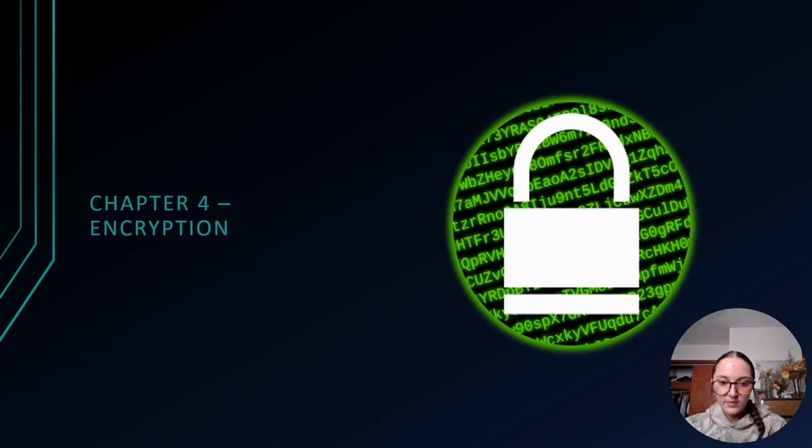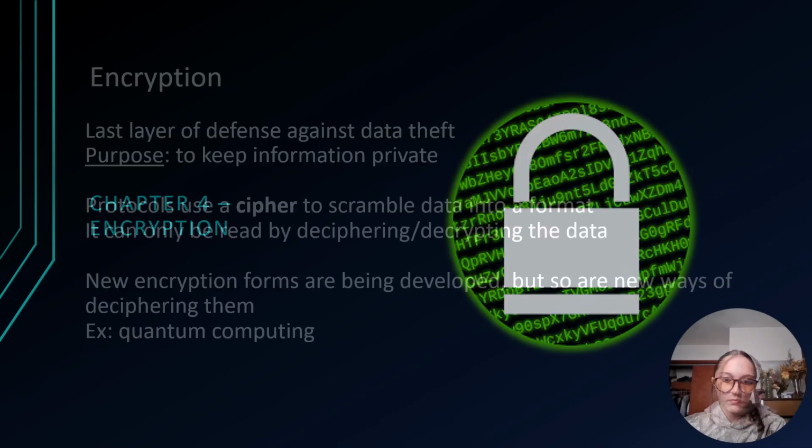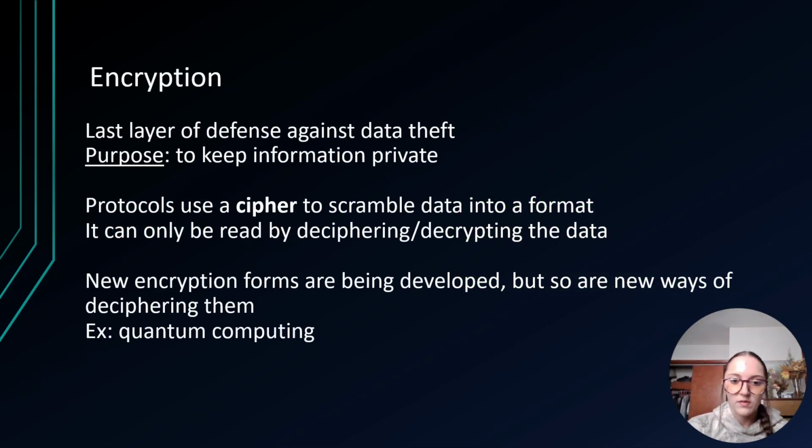And then for chapter 4, I'll be talking about encryption. So encryption is the last layer of defense against data theft, and its purpose is to keep information private. And encryption protocols use a cipher to scramble the data into a format that can only be read by deciphering or decrypting the data. And new encryption forms are being developed currently, but so are new ways of deciphering them. An example of this is quantum computing. While it's not super available now and it's very expensive, it's not super problematic as of right now, but as it becomes more available, it could pose a risk.